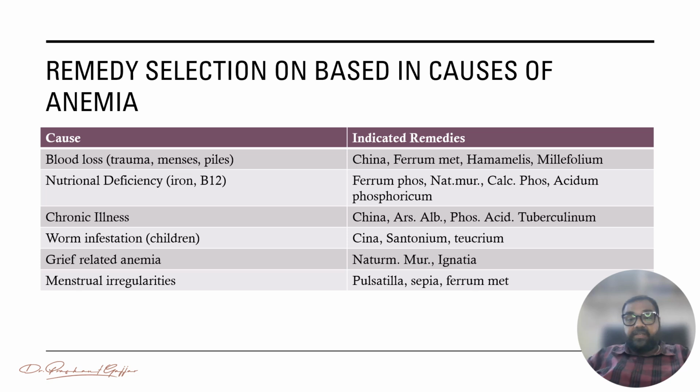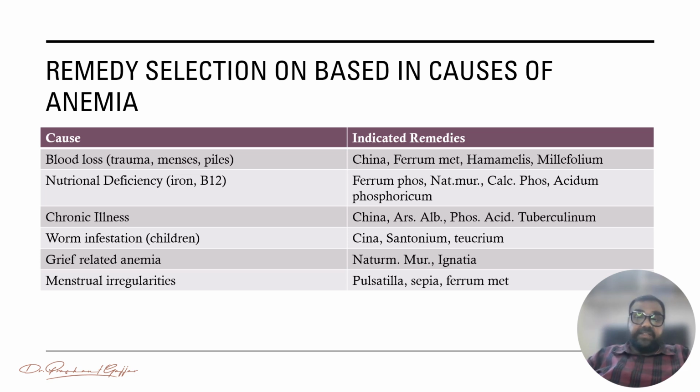If there is a cause, maybe a chronic illness, we can choose the China, arsenicum album, phosphorus, acid, tuberculinum. If there is a worm infestation into the children, we can use the Cina and the Chenopodium and the Teucrium. If there is a grief related to the anemia, we can indicate the Natrum mur, Ignatia. If there will be menstrual irregularities, we can use the Pulsatilla, Sepia, Ferrum Met. So these are the easily selection of the remedy, easy table for the selection of the remedy.